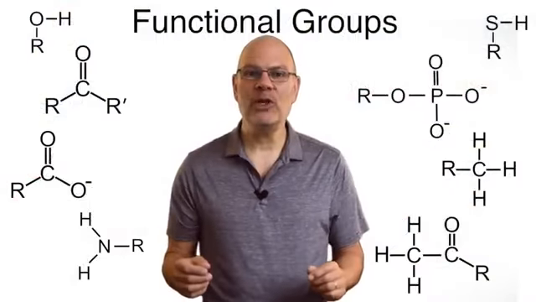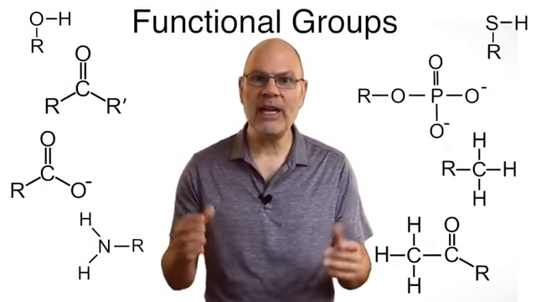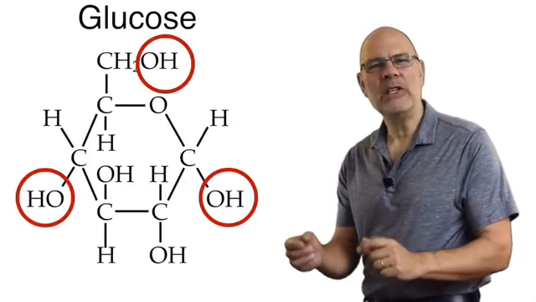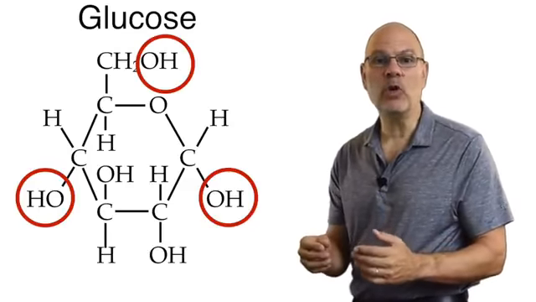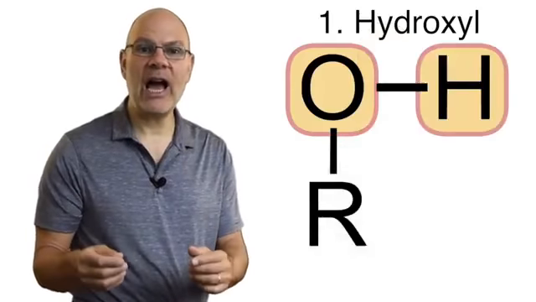There are 8 functional groups, groups of atoms that are worth getting to know because they explain how molecules work. Let's look at glucose, the fuel of life. See these OHs that are attached to the carbon atoms? This is a functional group that's called hydroxyl. Hydroxyl consists of an oxygen and a hydrogen.